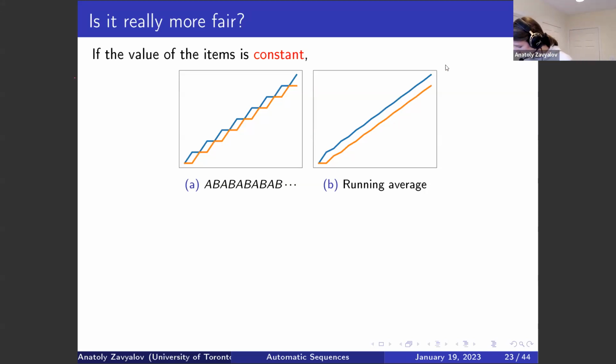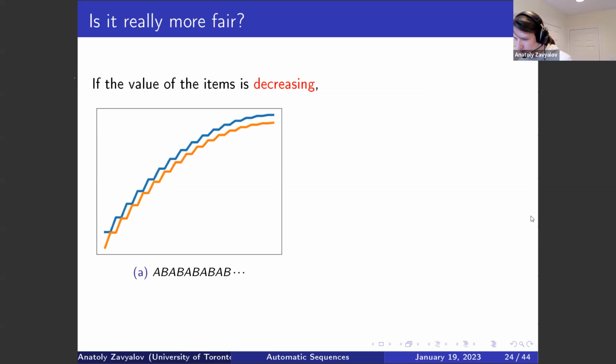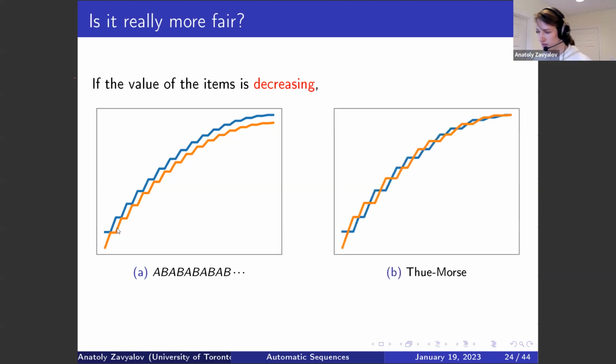But if you pick in the order of the Thue-Morse sequence, you'll actually see that Alice and Bob swap. And if you take the average, it kind of converges. So at times Alice is better, but at times Bob is better. But if you average it out, it's pretty fair. And if the value of the items is decreasing, then again, if you just pick naively, like just alternate, Alice will always stay on top. But if you pick in the order of the Thue-Morse sequence, then again, at times Alice will be better, at times Bob will be better, but eventually it will converge.